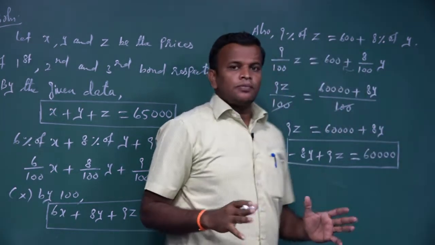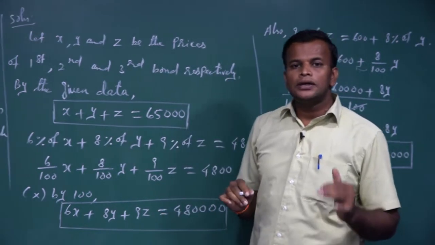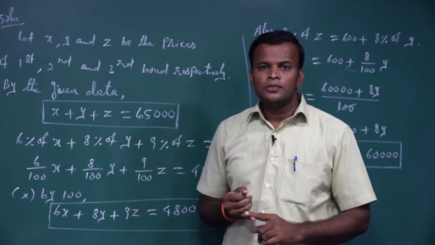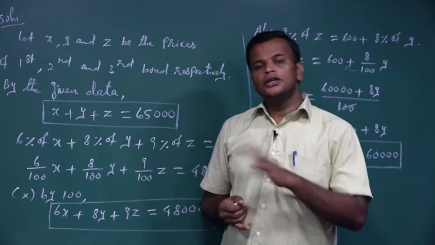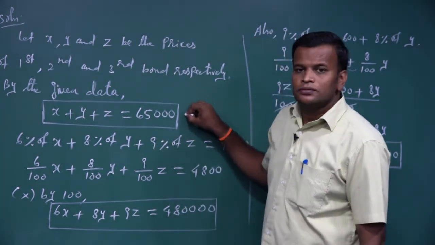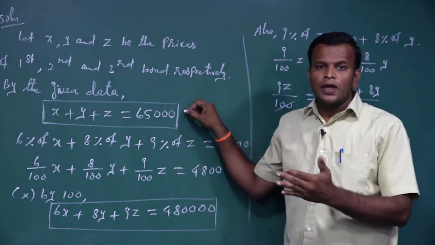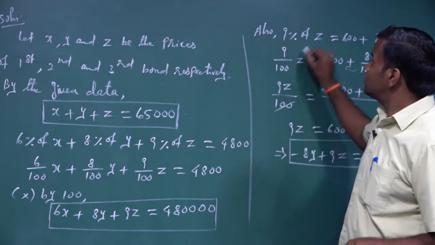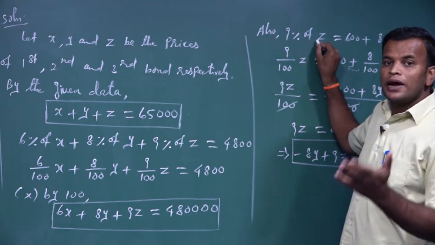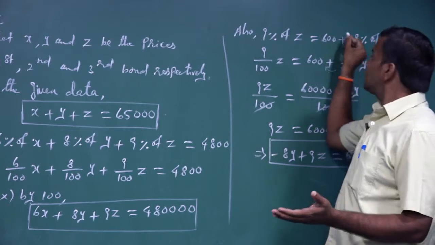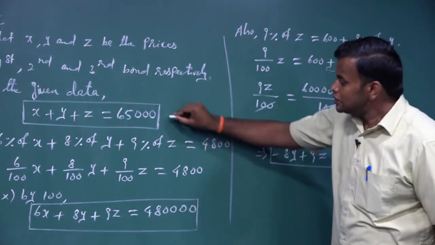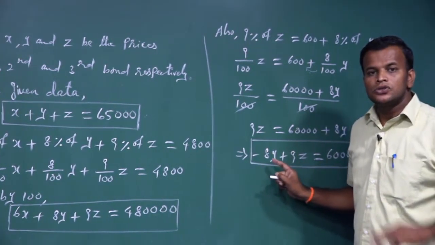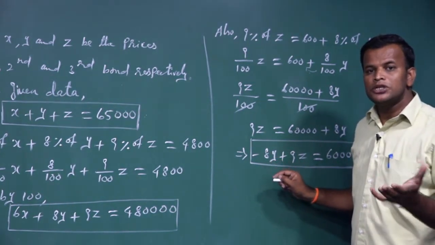This is the first step in a word problem: to frame the three linear equations. The first equation is the total amount, the second one is the interest amount, and the third one is given: the income from the third bond is 600 more than the income from the second bond. Now these are the three equations. Now we use these three equations to solve the problem by the Gaussian elimination method.